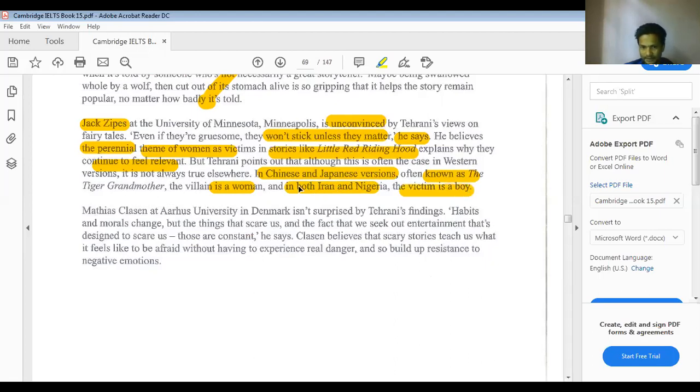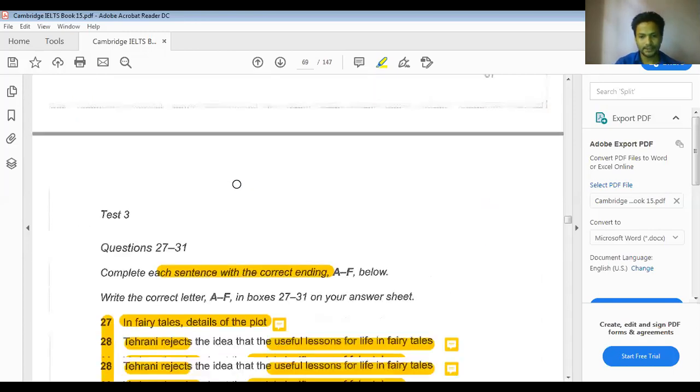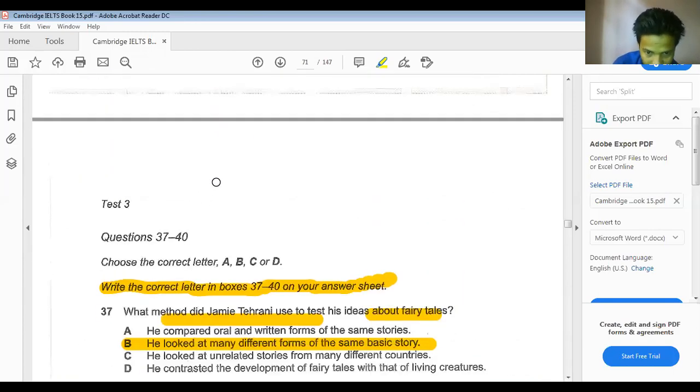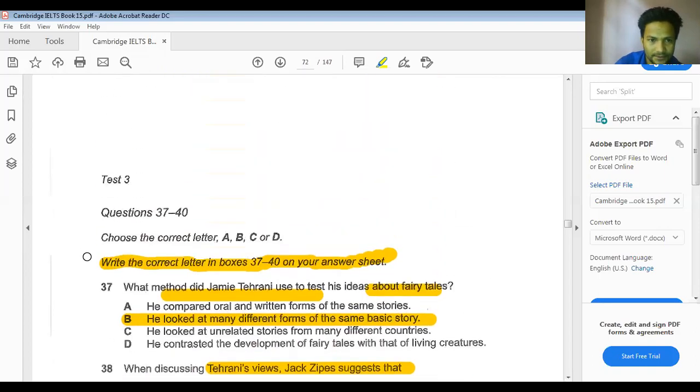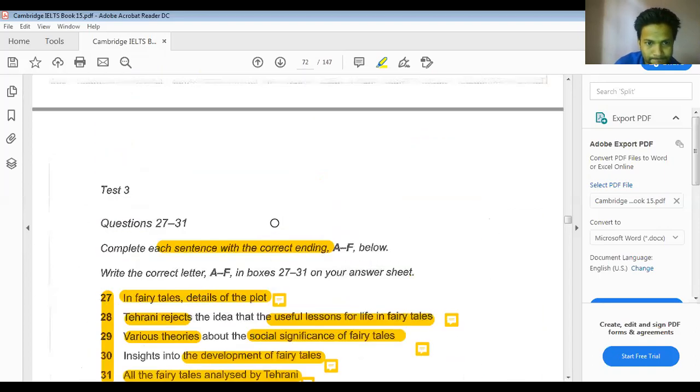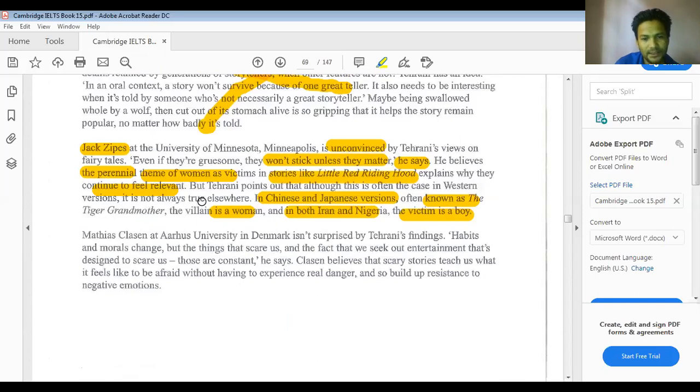Why are they taken as a reference? Tehrani points out that although this is often the case in Western versions, it is not always true elsewhere. That is the reason the reference is taken. Why does Tehrani refer to Chinese and Japanese fairy tales? To indicate that Jack Zipes's theory is incorrect? Yes, it is incorrect, it is not true elsewhere. Yes, this is exactly the answer. Suggests that crime is global? No, it's implied, it talks about this not being true elsewhere. Elsewhere is the keyword we got.